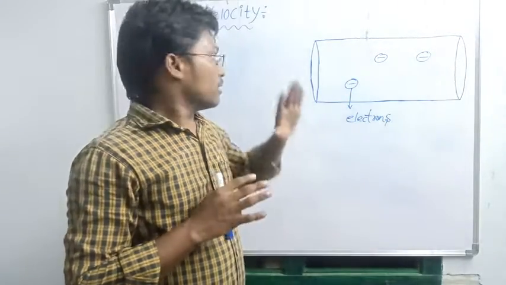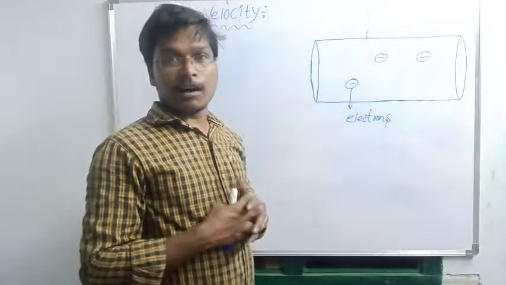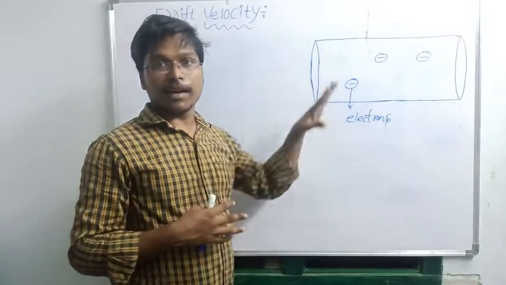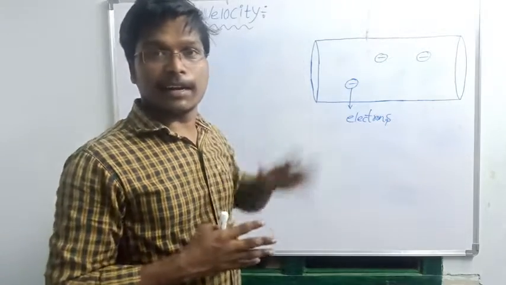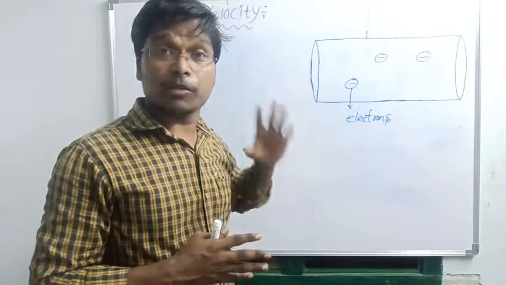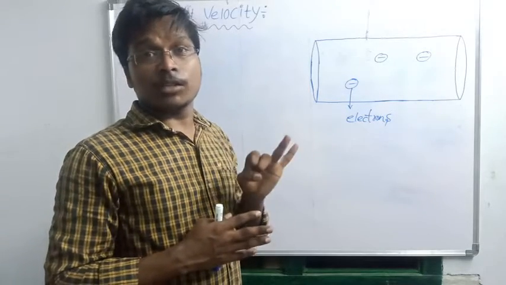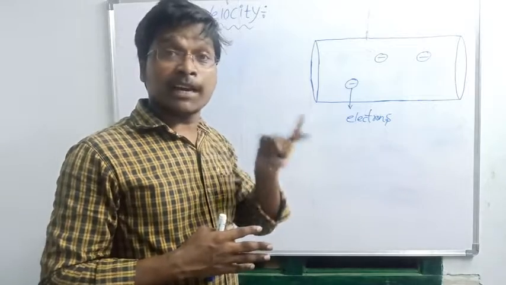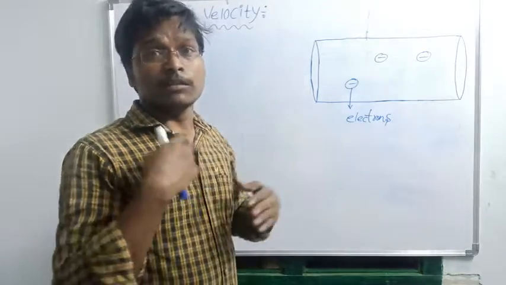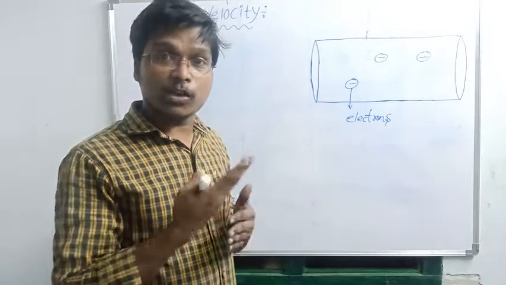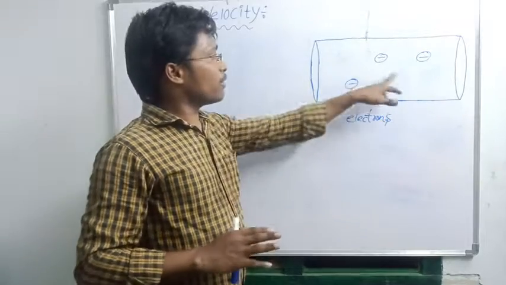So first of all, let us consider a conductor. This conductor has two types of charged particles, positive charged particles and negative charged particles. Positive charged particles do not perform any kind of motion. Negative charged particles perform random motion. The name of the negative charged particles is what? Electrons.